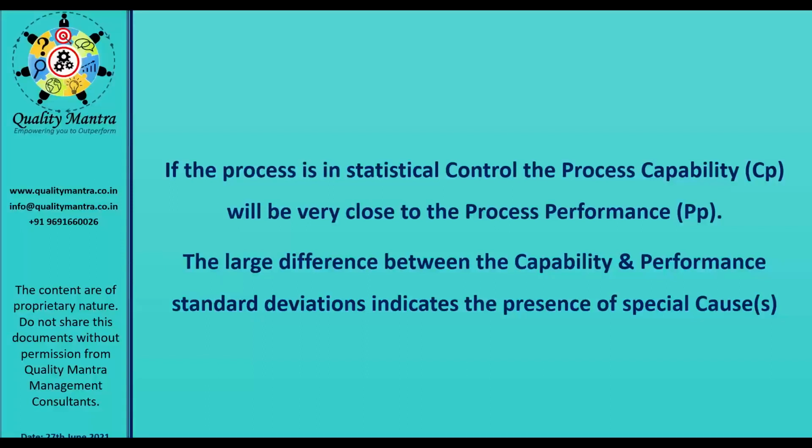And I have asked you to keep writing something. So for CP, you are going to use within. So if the process is in a state of statistical control, there will be very less variation within the subgroup also and between the subgroup also. So ultimately you are going to use the CP, the standard deviation for.